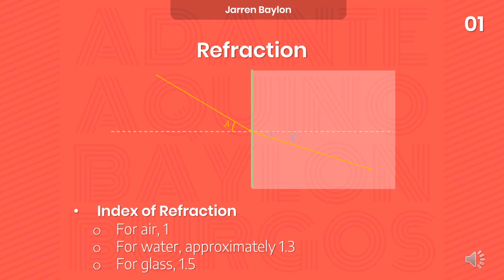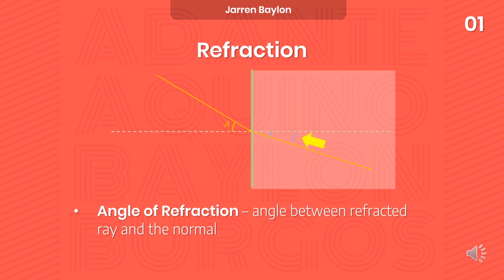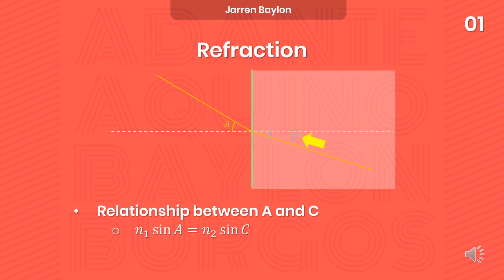Now, light bends according to the refraction index. So here, we have the refraction index. For air, it is 1. For water, it is approximately 1.3. And for glass, it is 1.5. We also have the angle of refraction. Now, the angle of refraction is the angle between the refracted ray and the normal. So here, we can see the relationship between angle A and angle C, wherein n sub 1 sine A is equal to n sub 2 sine C.